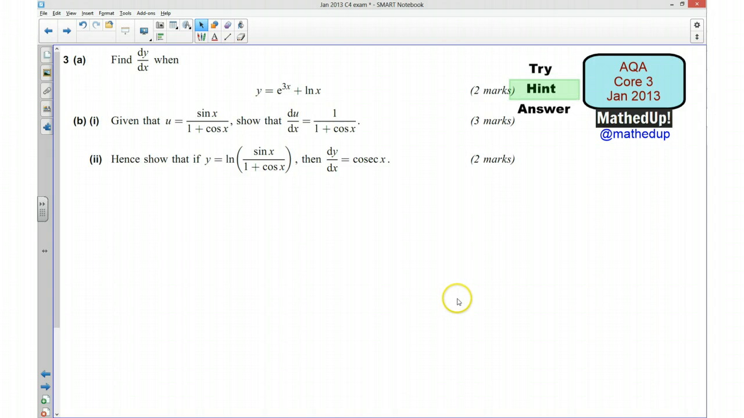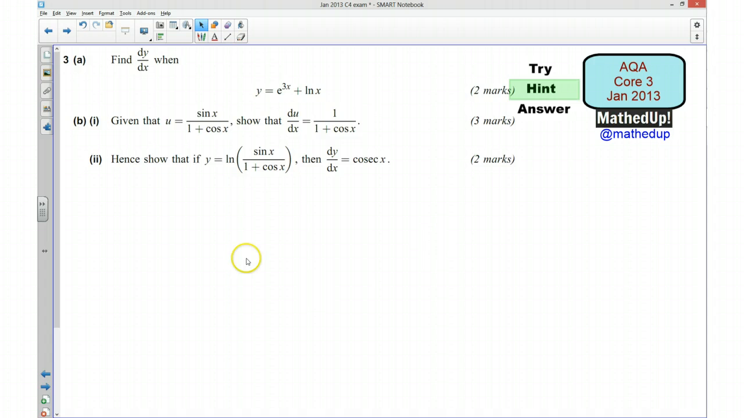Okay, well done if you managed to have a go at the question. I'm now going to go over a hint as to how you can go about answering the question. For part A, we need to find dy by dx when y is equal to e to the 3x plus ln x. So what we want to do is differentiate each of these individually. So decide what happens when you differentiate e to the 3x, and we're just going to get a multiple of e to the 3x, and if you differentiate ln x, that's a standard differential that you should be able to find in your formula book.